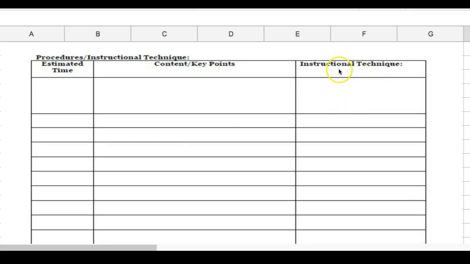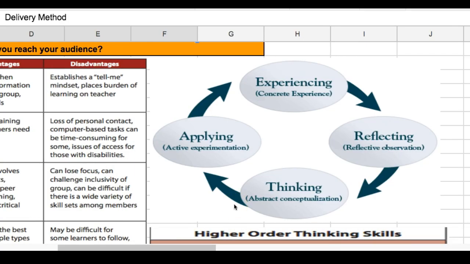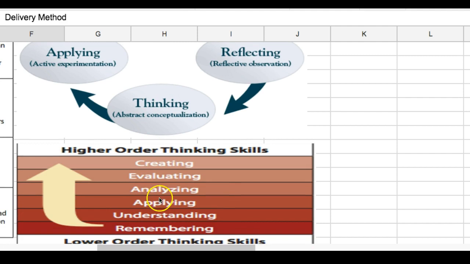So when we talk about instructional techniques, we think about what we call delivery methods, all right? Where students can be experiencing, applying, thinking, and reflecting. So you've got to think about your delivery methods and how they apply, or your instructional technique that can take someone from remembering to actually creating.